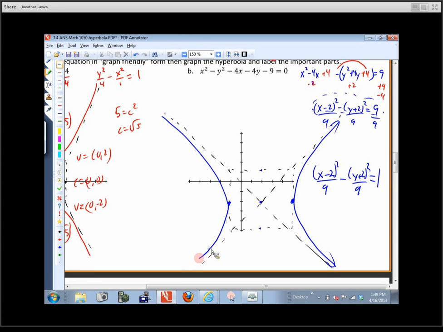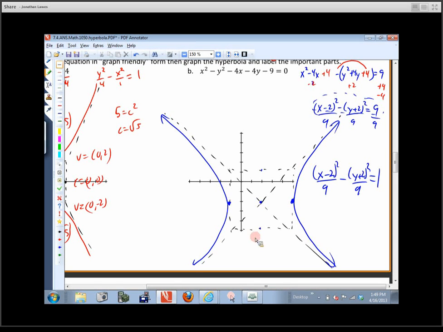Again, if you try and draw a hyperbola without drawing the square, in this case, fundamental rectangle in most cases, and the diagonals for the asymptotes, it's going to look awful. Okay, so make sure you get that rectangle and the diagonals on there. So you've got the vertices and the asymptotes to help shape that graph.